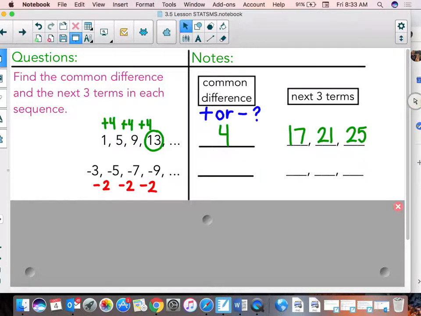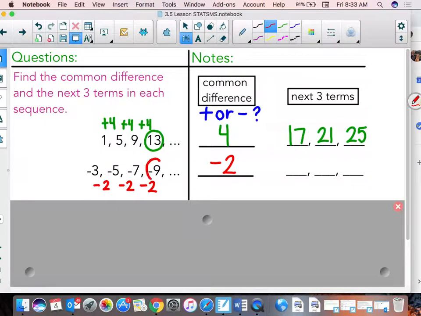Negative 3 and negative 2 make negative 5. Negative 5 and negative 2 make negative 7. Negative 7 and negative 2 make negative 9. So I am subtracting 2. Then from negative 9, I'm going to find the next 3 terms. Negative 9 minus 2 is negative 11. Negative 11 minus 2 is negative 13. Negative 13 minus 2 is negative 15.